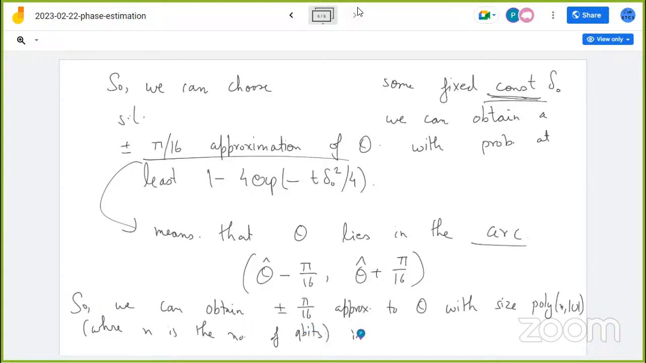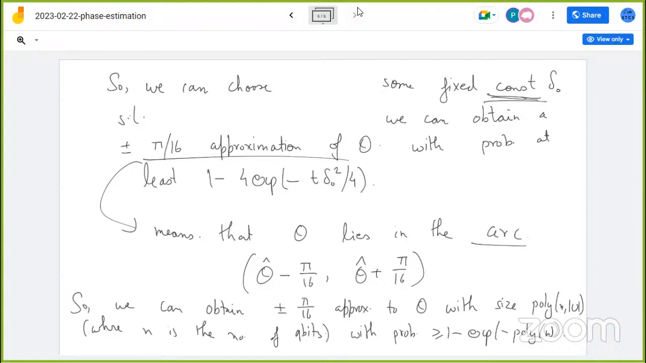In time, with probability greater than 1 minus exp of minus poly. But the point is okay.